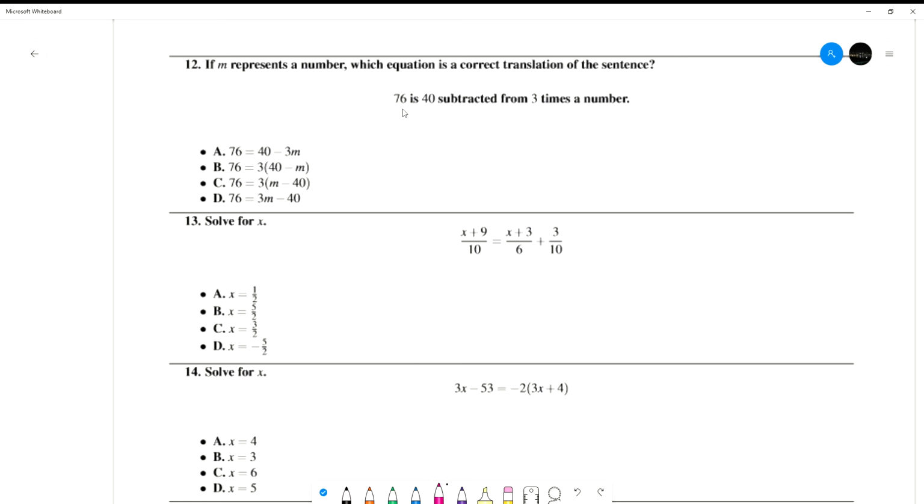We have to translate this into an algebraic equation, right? So 76 is, right? Is my equal sign. So I'm going to write 76 equals 40 subtracted from. So subtracted from means you take this and you subtract it from this number, right? This entire number. So 3 times the number is 3 times m, right? M represents my number. And then from 3m, I'm subtracting 40. Okay, so that's what we get. And that is answer choice D.